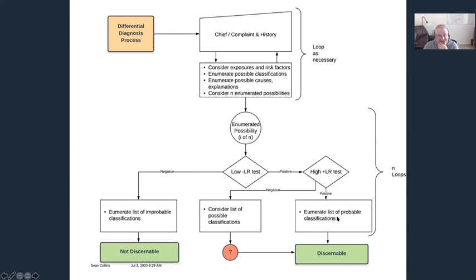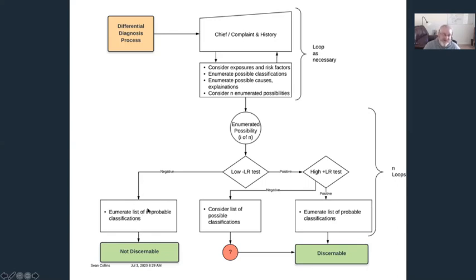So if someone comes in and they had hip pain, then you would consider whether that hip pain is being referred from the spine, and you might do some low negative likelihood ratio testing and rule out the spine and put spinal problems over here. You might put SI joint over here and essentially come out with the fact that you've got some sort of hip pathology as discernible. So let's say they had a negative slump test, put them over here under non-discernible.